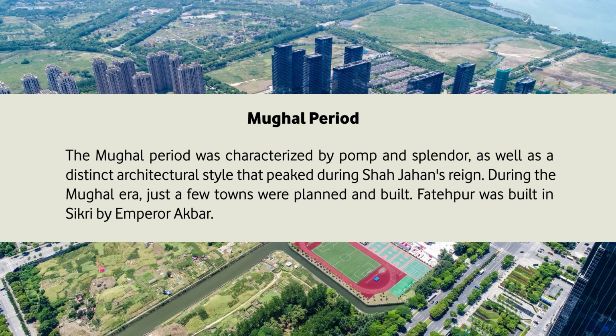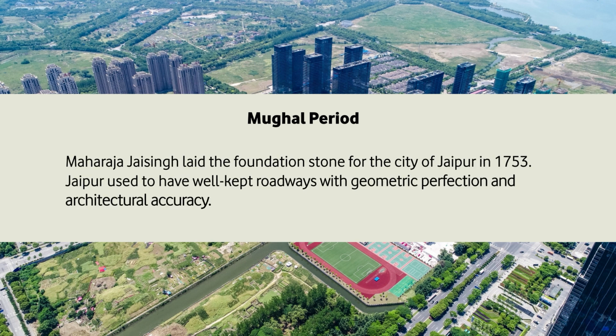Fatehpur Sikri was built by Emperor Akbar. Maharaja Jai Singh laid the foundation stone for the city of Jaipur in 1753. Jaipur used to have well kept roadways with geometric perfection and architectural accuracy.